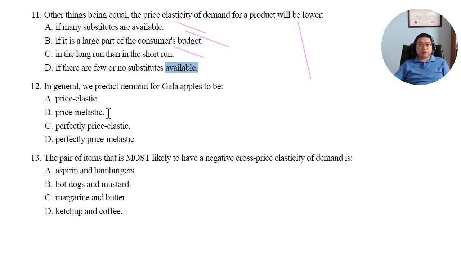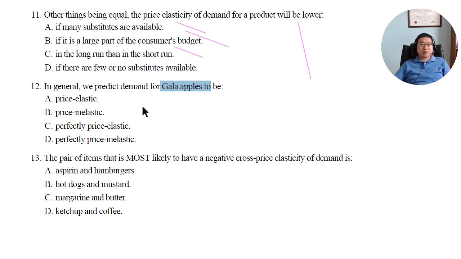Okay, let's look at question 12. In general, we predicted demand for Gala apples to be, well, think about it. There are so many substitutes. Not only apples, you can eat whatever, peaches, oranges, pears, a lot of similar fruits, even tomatoes. Not potatoes, but tomatoes, maybe close. And there are many, many different varieties of apples. Honeycrisp, Golden Delicious, Pink Lady. I can name a few. Fuji, of course.